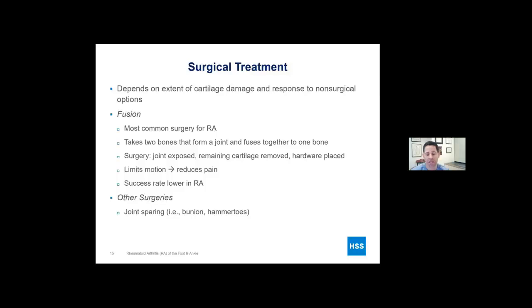Other surgeries. The front of the foot is where there are more surgical options for some patients. Surgeons can now perform joint sparing operations, so not fusions, to correct the bunion and hammer toes in some patients. Your surgeon will review the most appropriate options for your case.